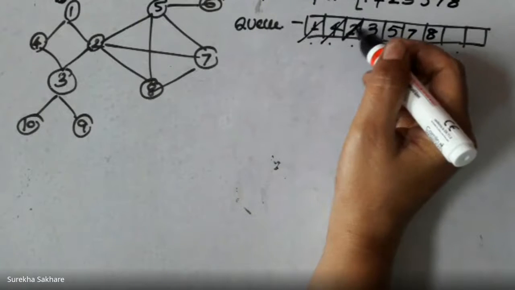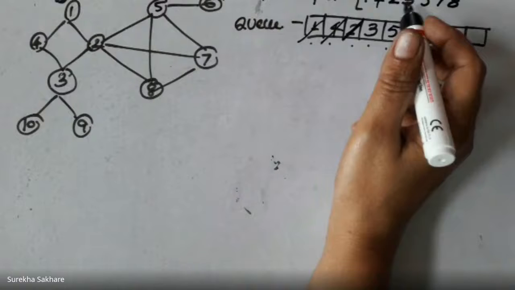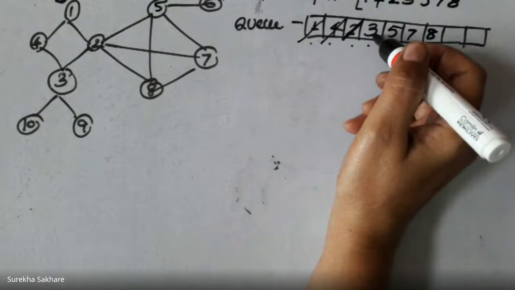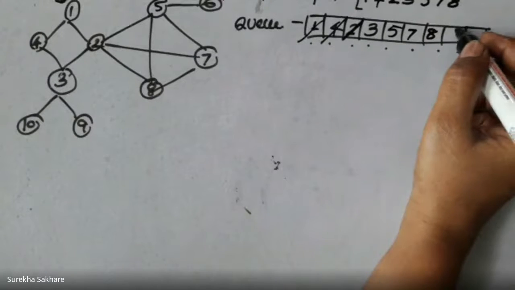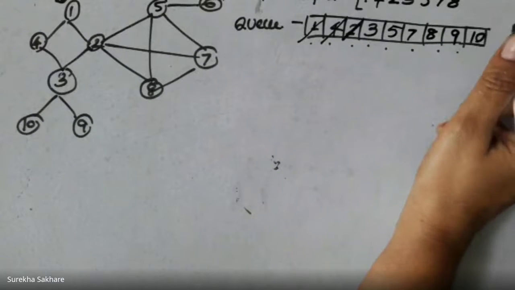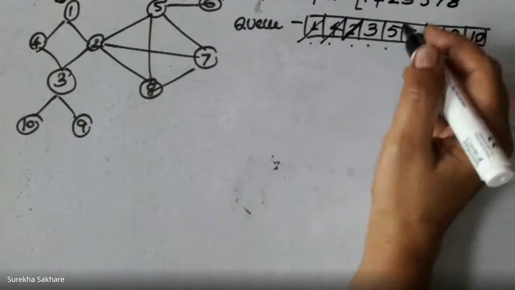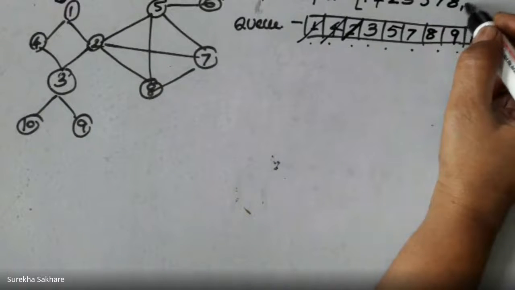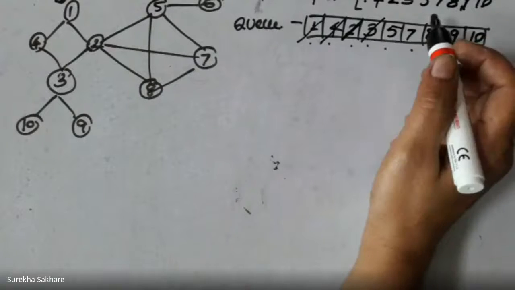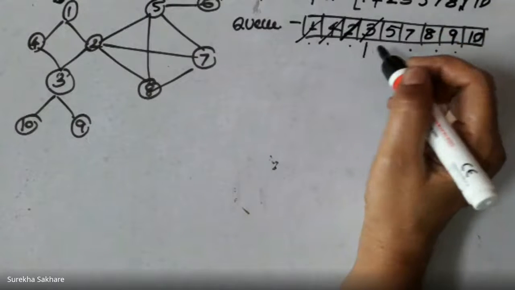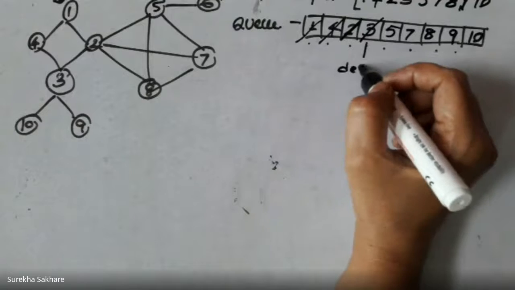Now who is there to be explored? 3 is there to be explored. Now 3 has 2 members, 9 and 10. Where will I put them? In the queue, I am putting them at the end here. 3 has been explored, and because they are new members, I will put them here as visited. I will dequeue this. You can call this dequeued.